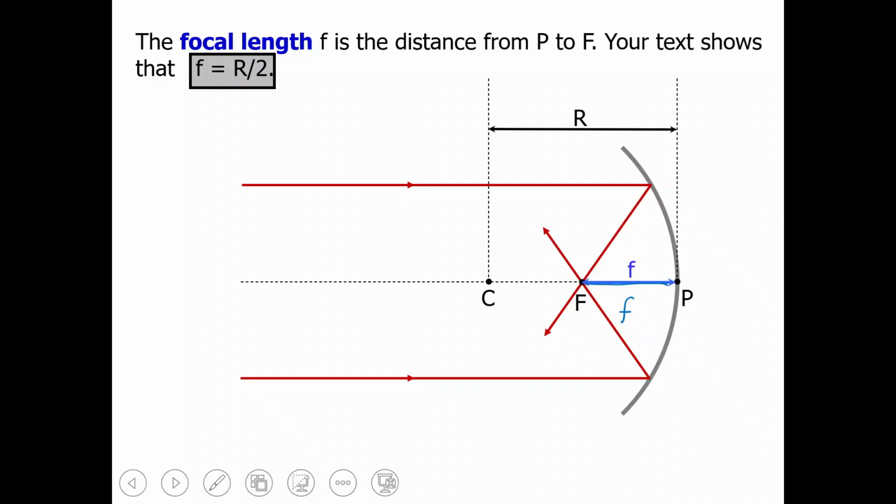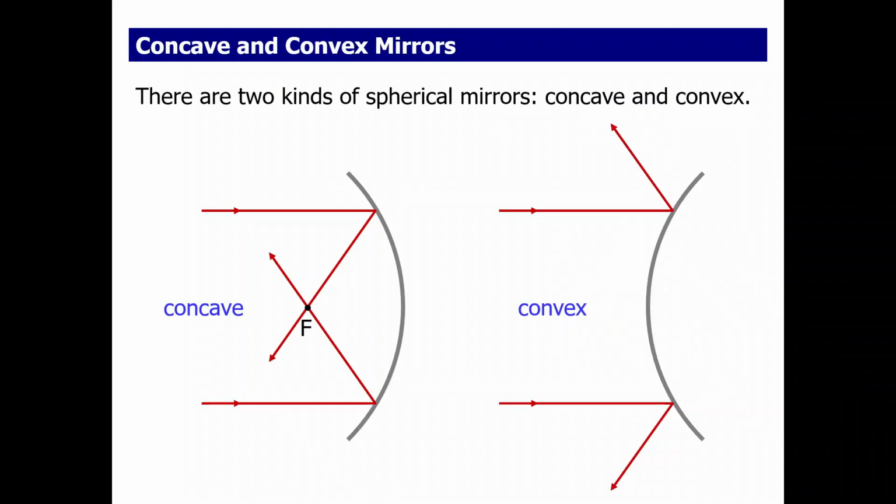Oop, there it goes. Sorry, it was already drawn. Just didn't hit the next arrow. So there are two types of mirrors. We've got our concave and our convex.